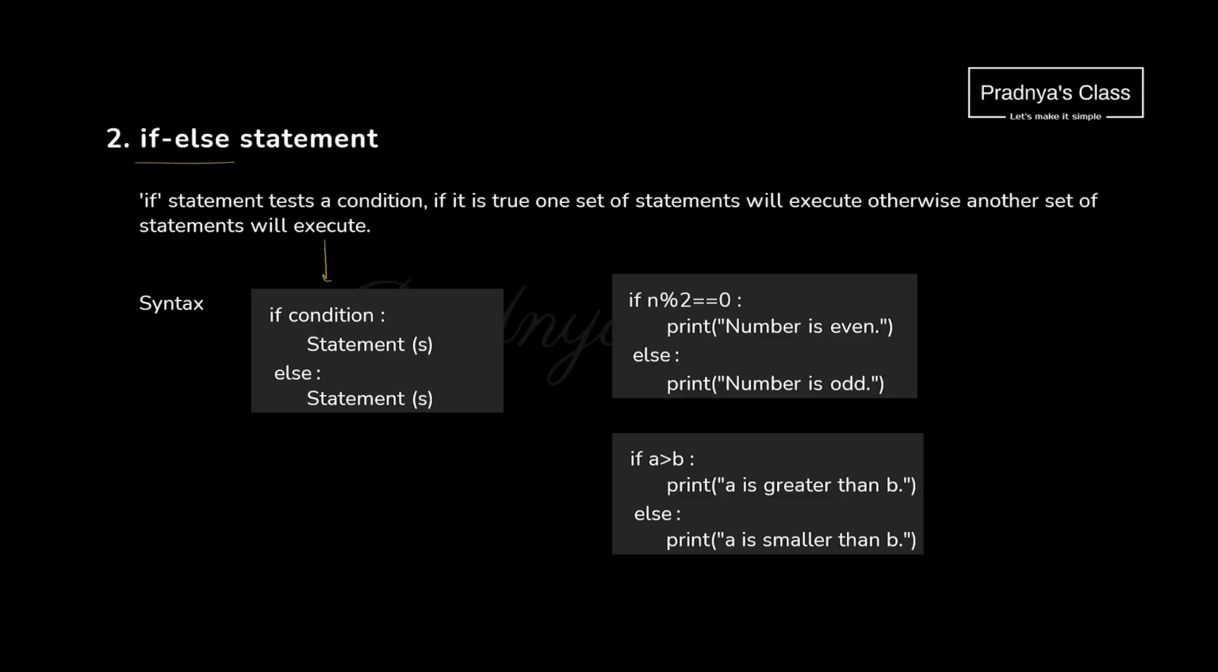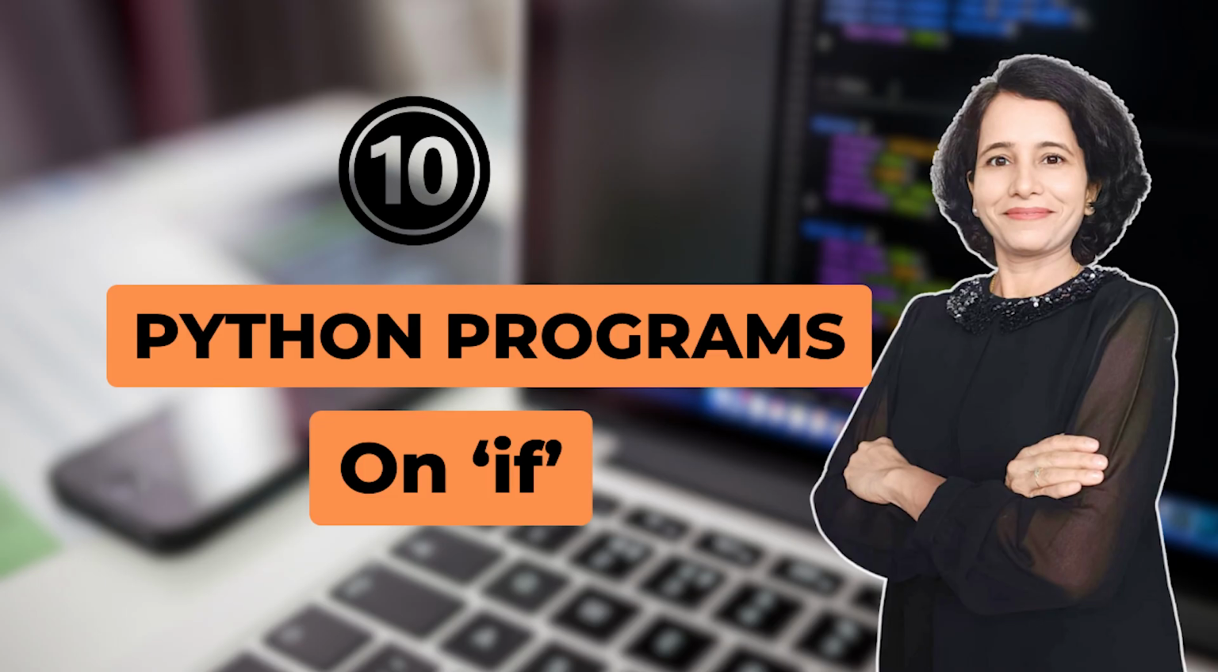Look at the syntax. If this condition evaluates to true, the true part will get executed. Otherwise, we will come to the else part, and these are the statements when the condition will get evaluated to false. The same even odd program we can write with this form. If n modulus 2 is equals to 0, the number is even. Otherwise, the number is odd. Here else part is nothing but false part. If you want to practice programs on conditional statement, make sure to check out this video.